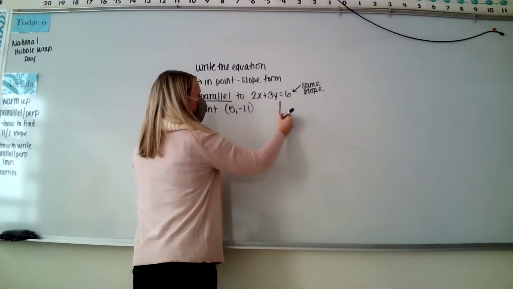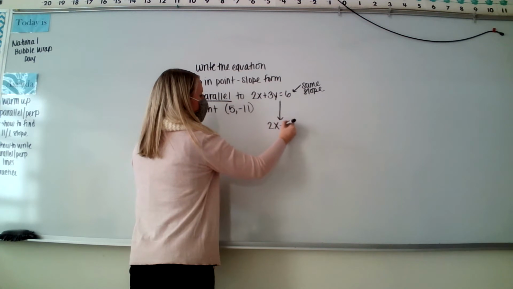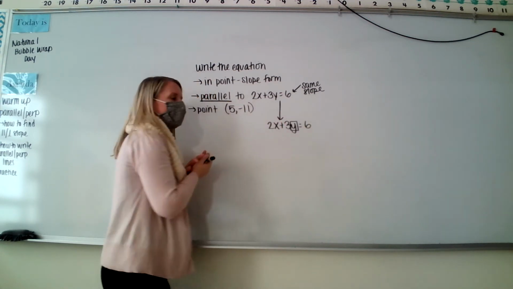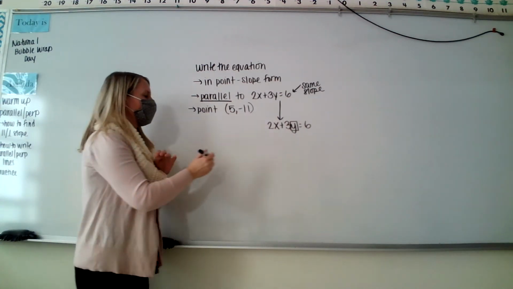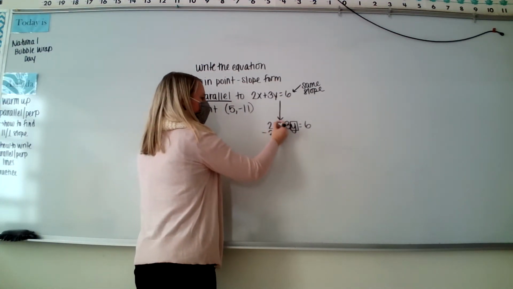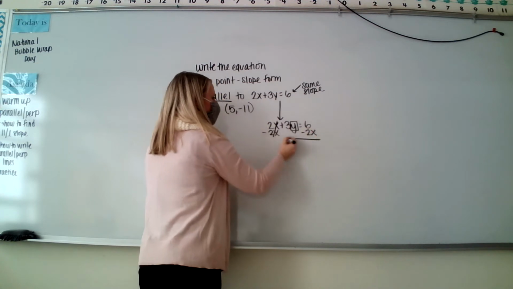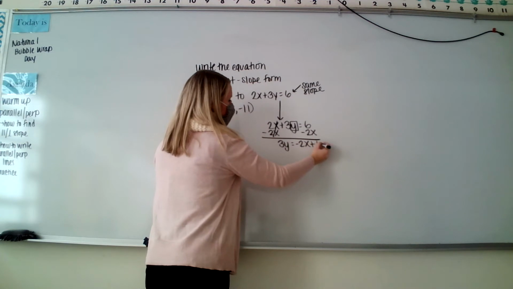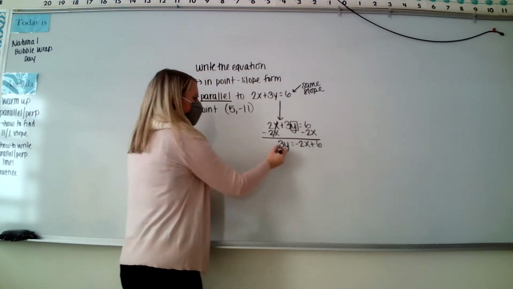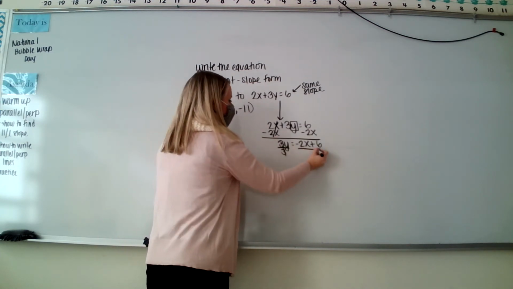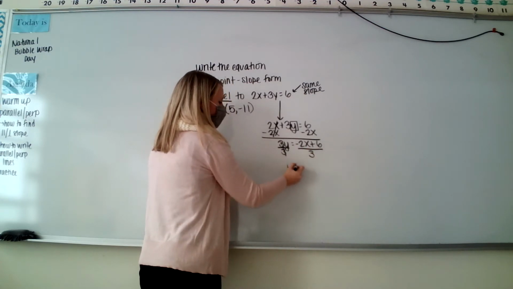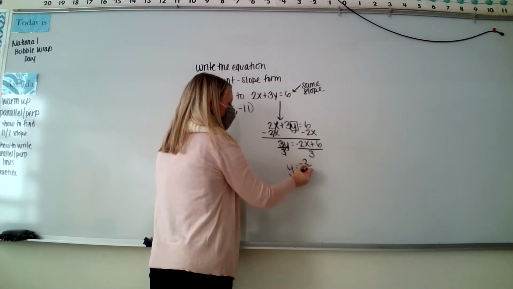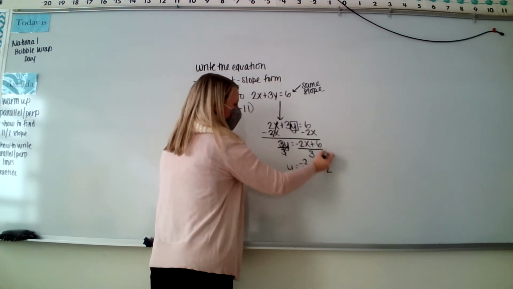So I'm going to take this equation. Whenever I need slope, I like that y equals mx plus b. So I'm going to try to get that y by itself. I'm going to subtract 2x. I get 3y equals negative 2x plus 6. And I'm going to divide by 3. When I'm dividing each of those individually, that will give me negative 2/3 x plus 2, right? Because 6 over 3 is 2.